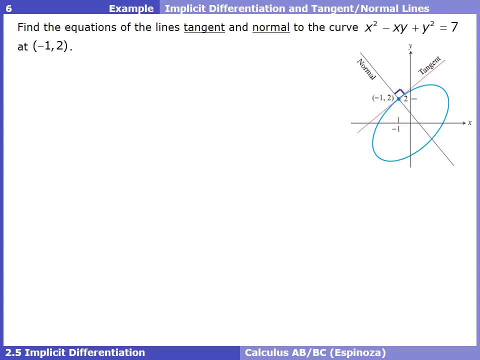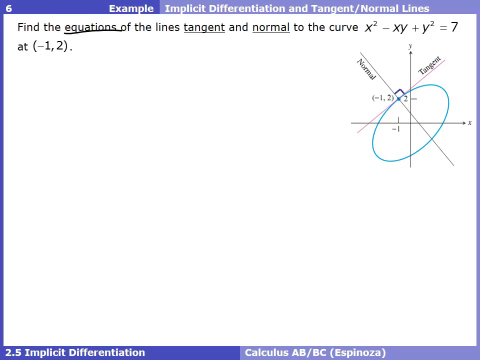Okay, last example here will involve us finding equations of lines. One line we've already done before, and that's a tangent line. The other line that we're going to find the equation of is a normal line. We'll get to that a little bit later. But either way, we need to find the tangent and the normal line equations for the curve x squared minus xy plus y squared equals 7 at the point -1, 2.